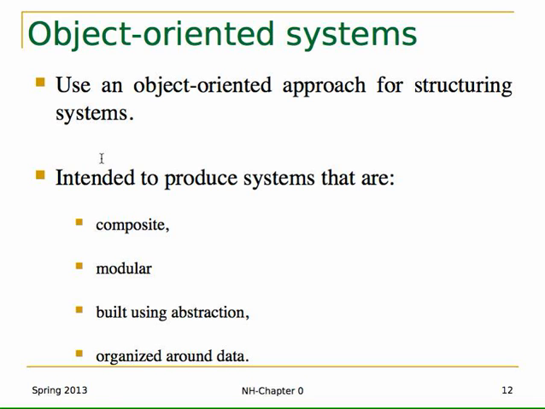Okay, so these object-oriented systems are intended to produce systems that are composite, modular, built using abstraction, and organized around data. And data is basically king right now. It's everything. All programs are based on data. And if you work in a company, you will have systems that are composed of many pieces, and usually you'll have teams working on each piece. Each of these pieces is modular, so that you can have these things put together to solve a single program usually.